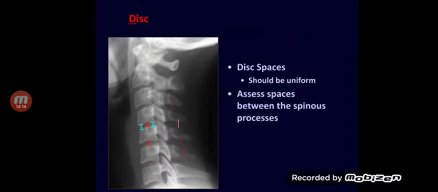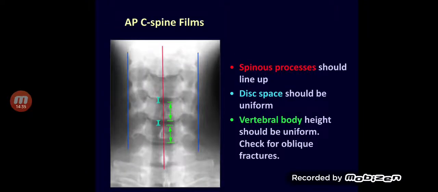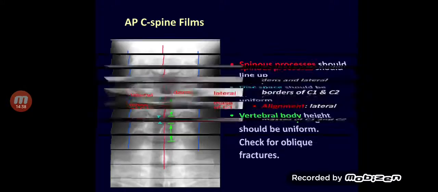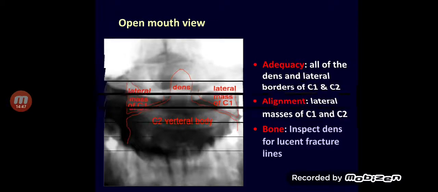Regarding the disc spaces, they should be uniform. You have to assess for even spaces between the spinous processes. The vertebral body height should be uniform, and you have to check for any oblique fractures. There are certain views that may help in certain fractures, like the open mouth view for the odontoid fracture, for example.